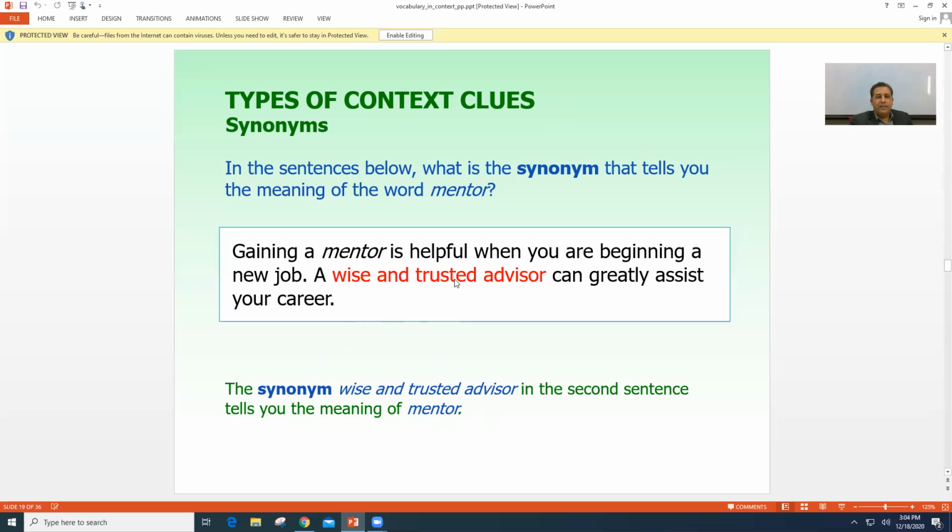Okay, so we have this in red ink. We have this wise and trusted advisor, which is a synonym for a mentor. So this synonym has helped us to figure out the meaning of mentor.